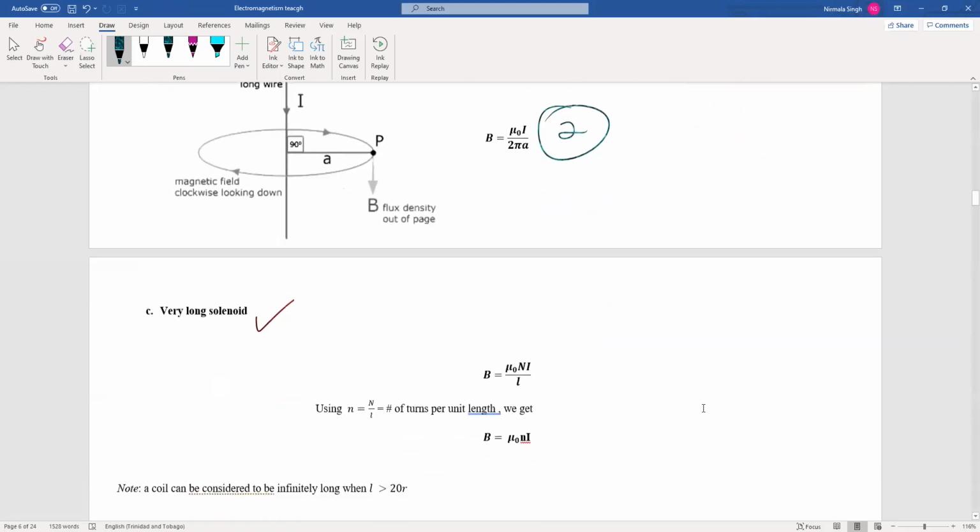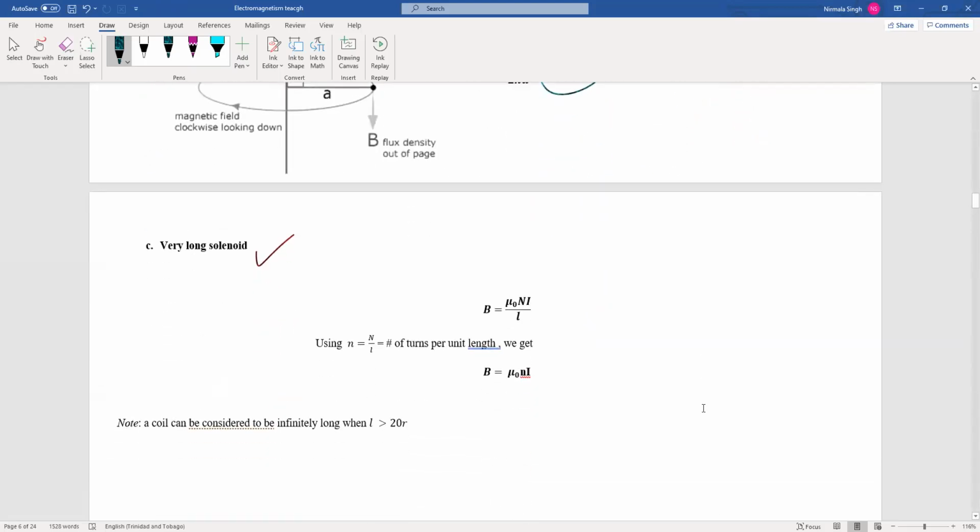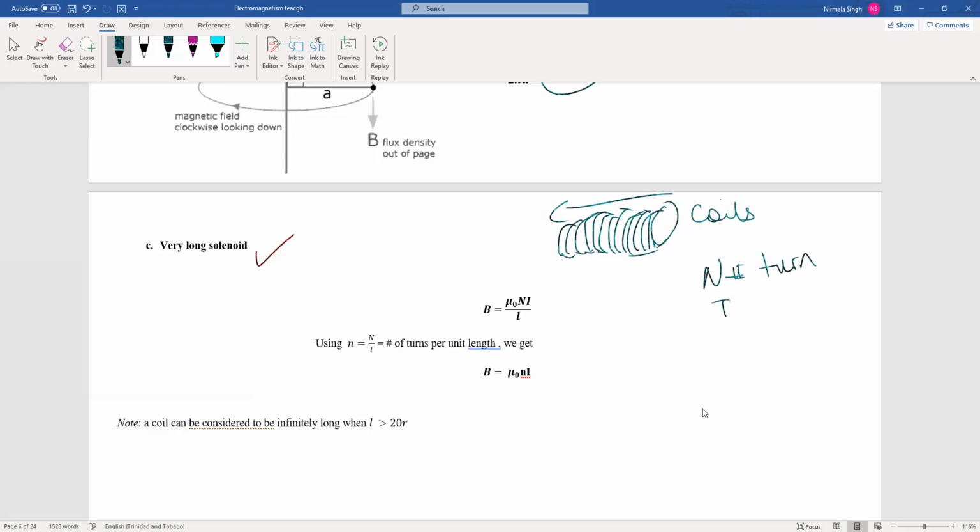And the last equation we have is for a very long solenoid. A very long solenoid is something that has a lot of coils, like the spring we use in school, with a lot of curls. That is a horrible looking solenoid, but whatever. How do we work out the magnetic flux density for a very long solenoid? It's going to be mu naught N I, where N is your number of turns or coils, and I is your current.